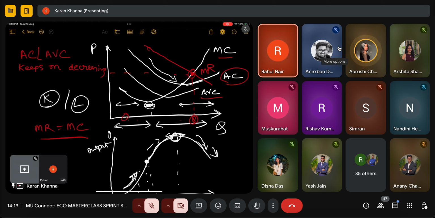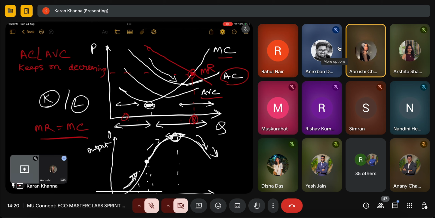Clear? Got it. And then there was a question: how do combo meals help McDonald's control cost curves? How do we explain that? Why do combo meals help McDonald's control cost curves? Okay, got it. Combo meals, I'll tell you.